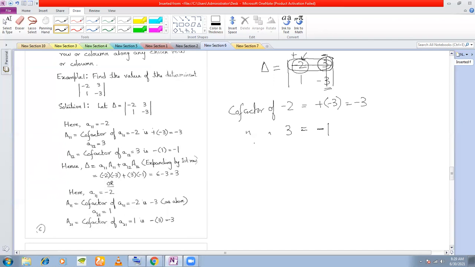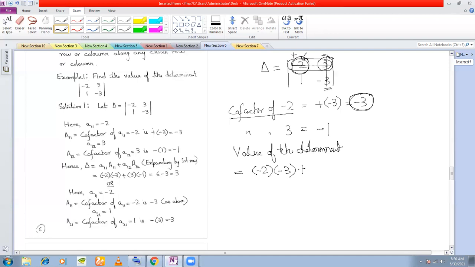Now, the value of the determinant is nothing but the sum of the products of all the elements with their cofactors. And what does this mean? See, the cofactor of minus 2 is how much? Minus 3, right? So this element, minus 2, we multiply with the cofactor of that element, minus 2 into minus 3, and give a plus sign.